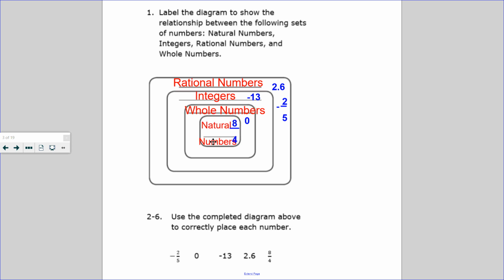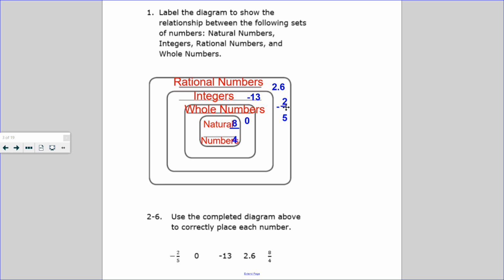So natural numbers or counting numbers go in this circle. Then whole numbers go out here, then integers, then rational number is the big circle because all three of these classifications can go inside a rational number. 2 through 6. Use the completed diagram above to correctly place each number.